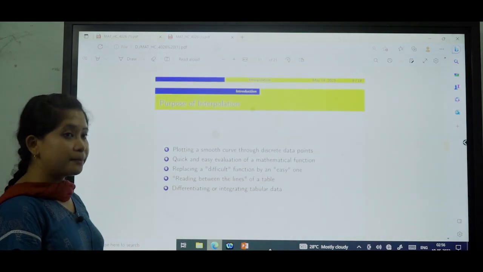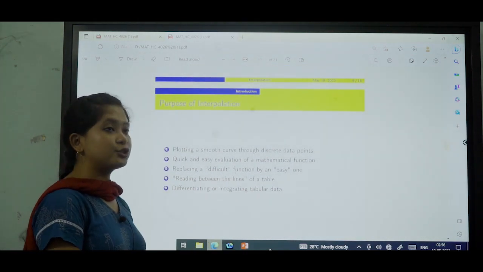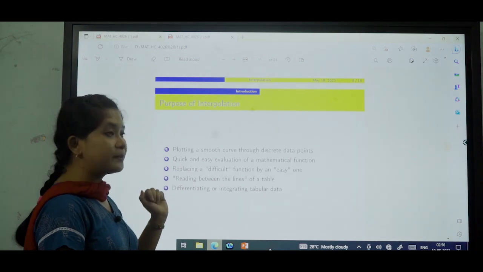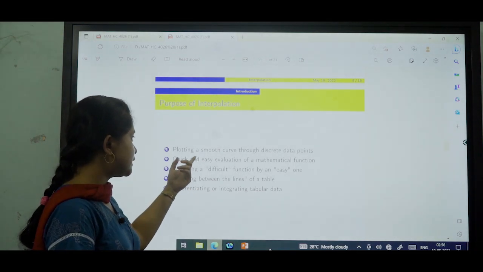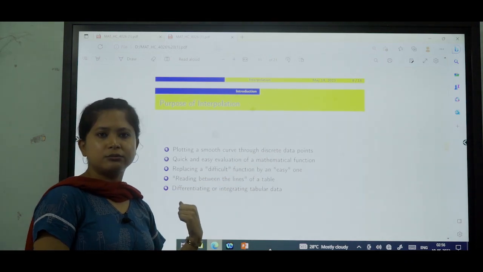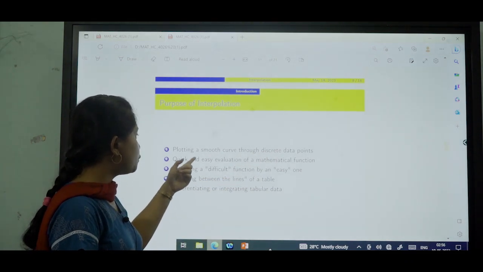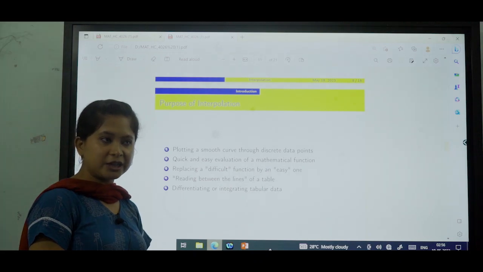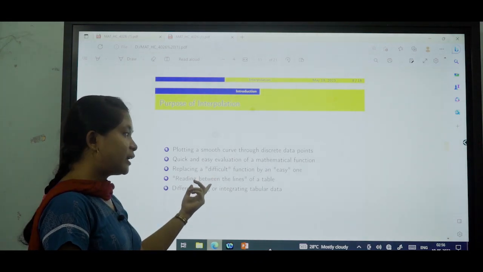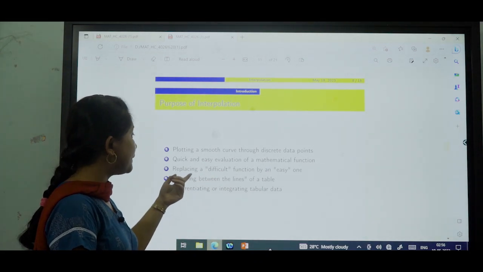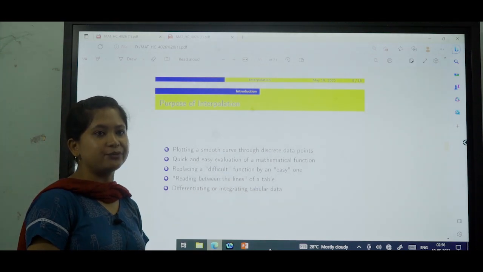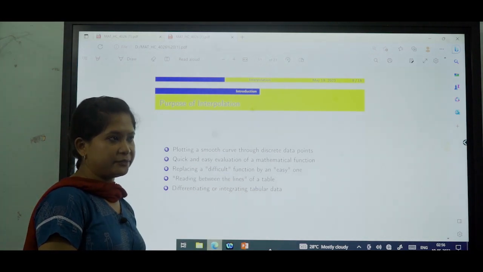You need to know the purposes of interpolation. So what are our purposes of interpolation? First is plotting a smooth graph through discrete data points. Next is quick and easy evaluation of a mathematical function. Third, that is the main motive, we are replacing a difficult function by an easy one. So that is our main objective, isn't it?